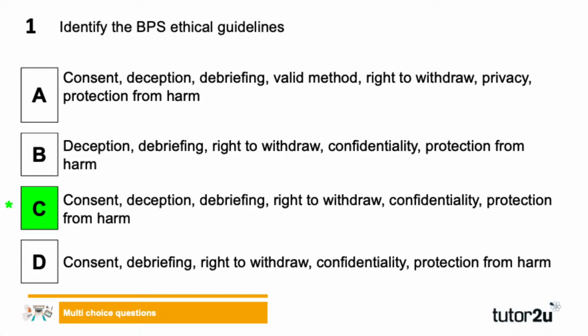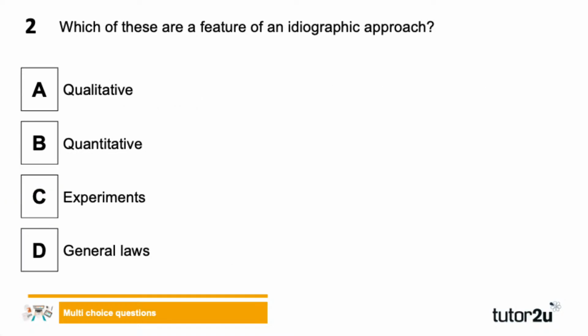Because students always say to me every year, how can deception be a guideline when you're not meant to do it? So it's avoiding that deception, minimising it where possible. There's plenty more ethical guidelines in the world, but these are the ones that you've got to know and can be named in your exam. And if you do sociology, you'll know lots more as well.